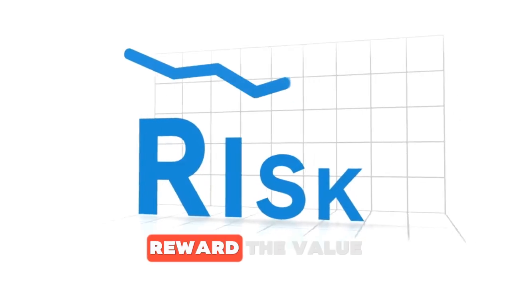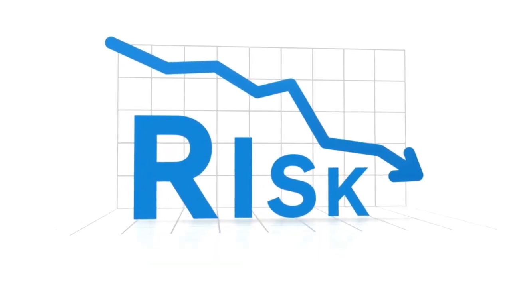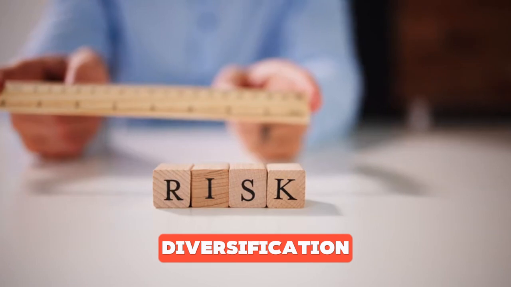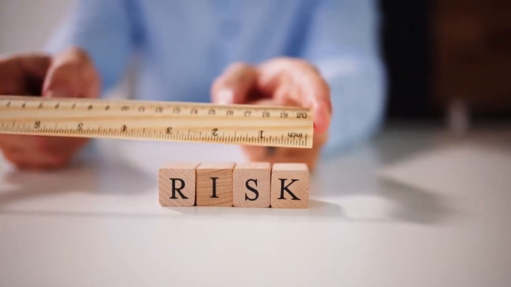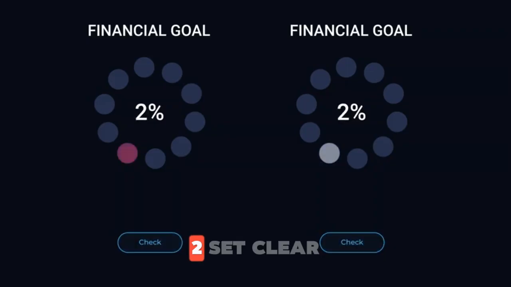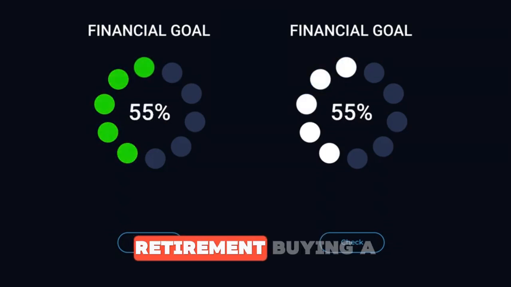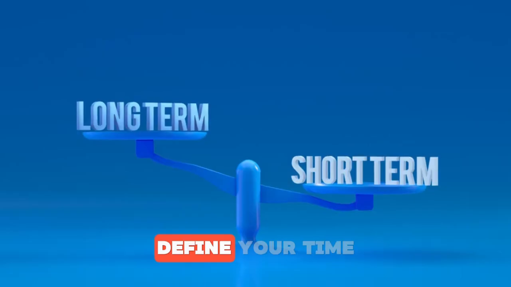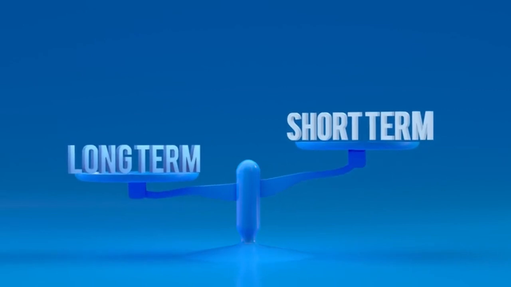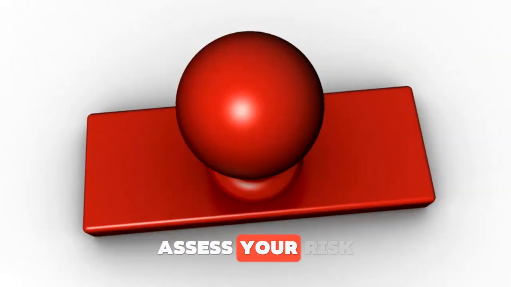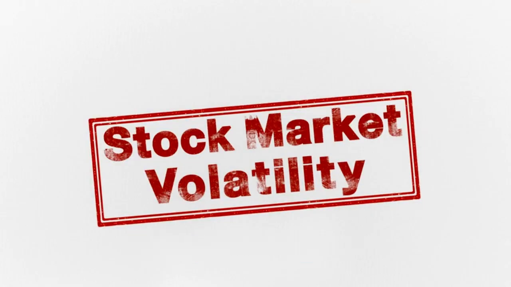Risk vs reward. The value of stocks can go up or down, so you could lose money. Diversification and a long-term perspective can help manage risk. 2. Set clear financial goals. Determine why you're investing, for example, retirement, buying a house, building wealth. Define your time horizon, short-term vs long-term. Assess your risk tolerance. How much volatility can you handle?